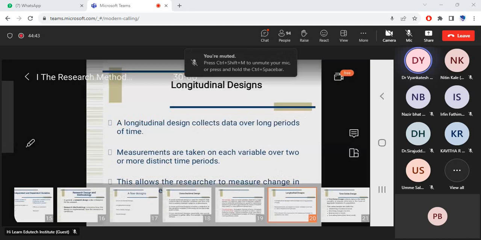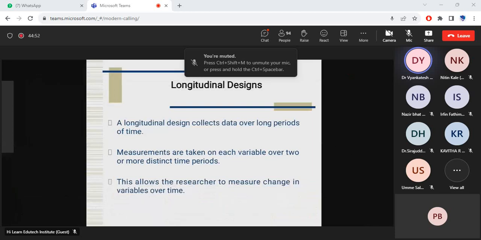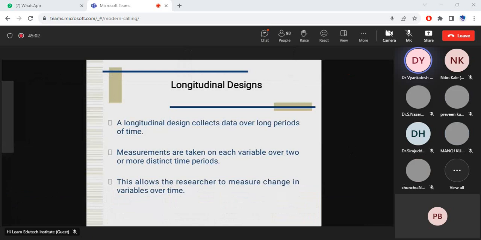So then go for a longitudinal design. A longitudinal design collects the data over long periods of time. Measurements are taken on each of the variables over 2 or more distinct time periods, and this allows the researchers to measure change in variables over time. So that makes sense.